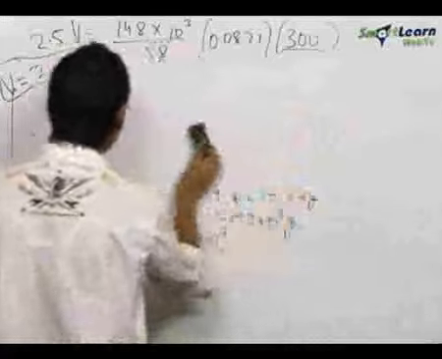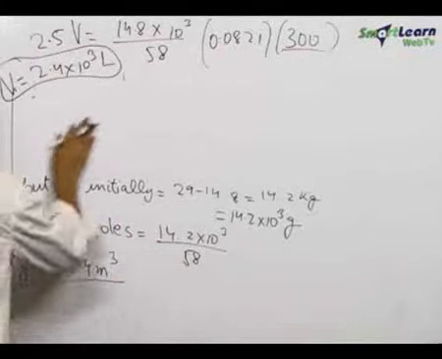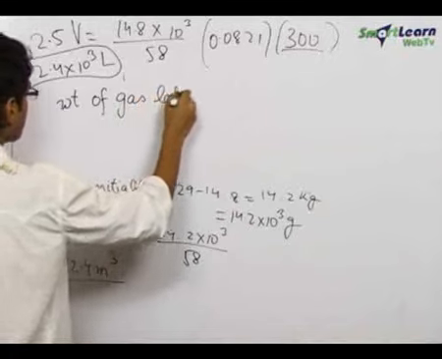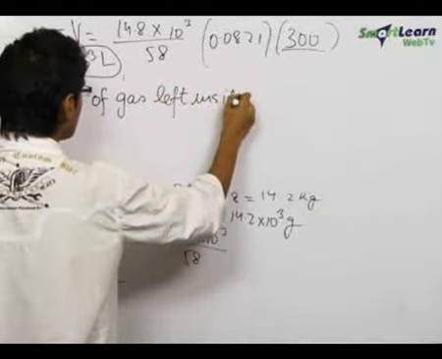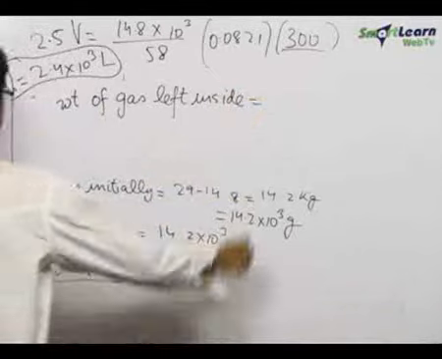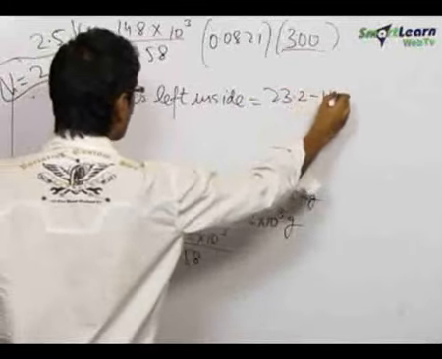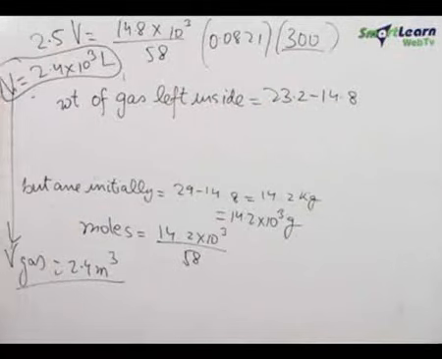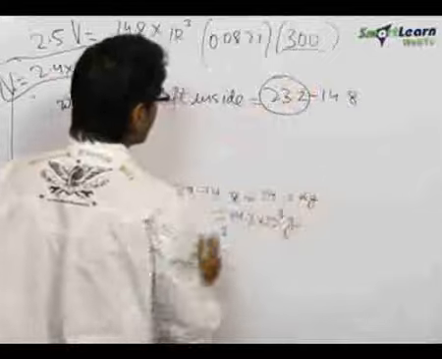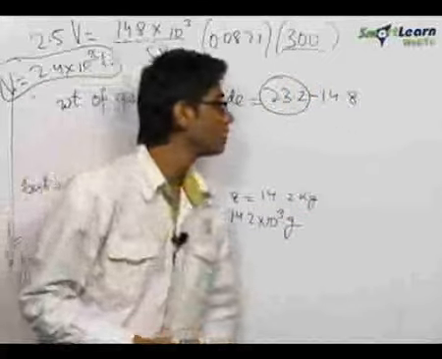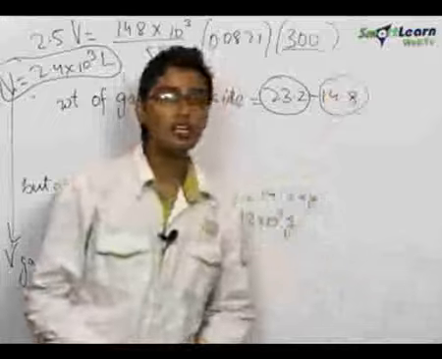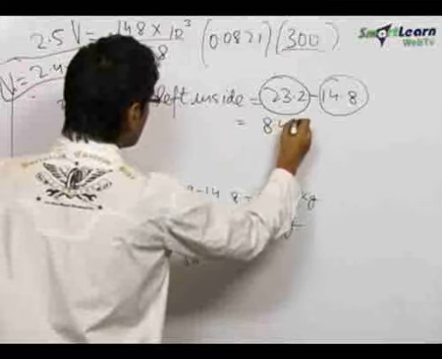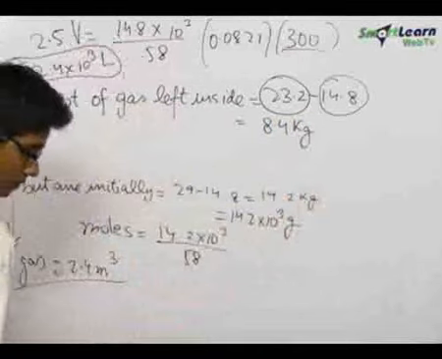Now, even after the usage, the volume of the cylinder will remain constant. We can find out the weight of gas which is left inside the cylinder after use. This can be calculated by using 23.2 minus 14.8, because 23.2 was the final weight of the full cylinder and 14.8 is the weight of the empty cylinder. So this comes out to be equal to 8.4 kilograms.